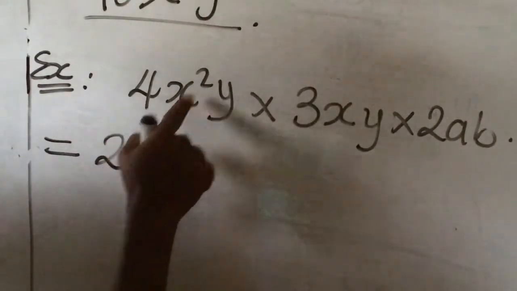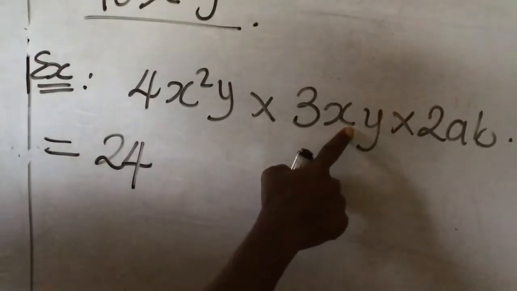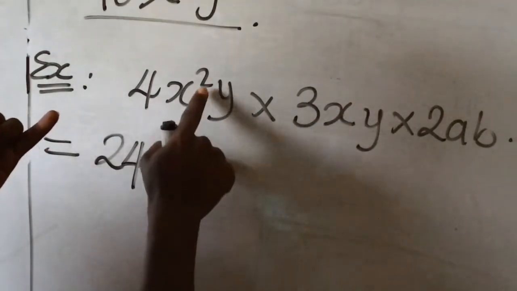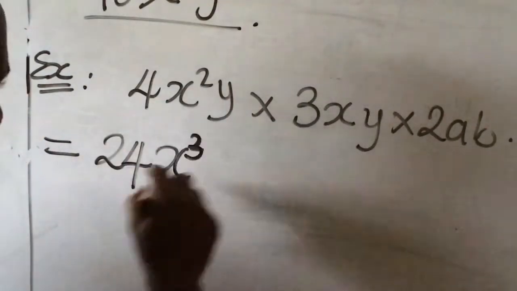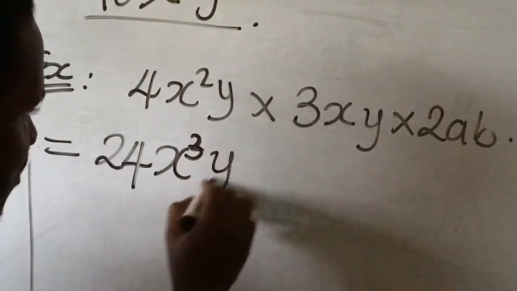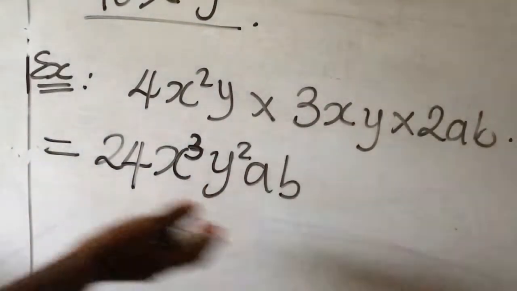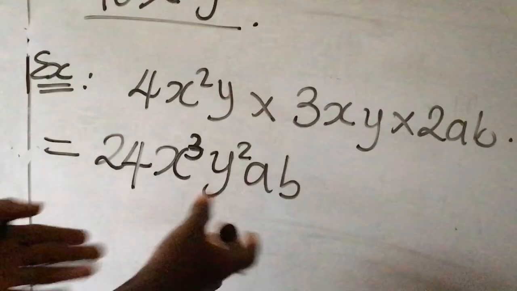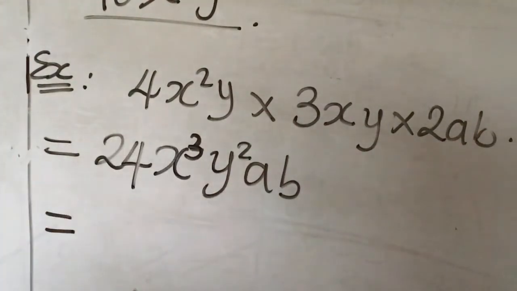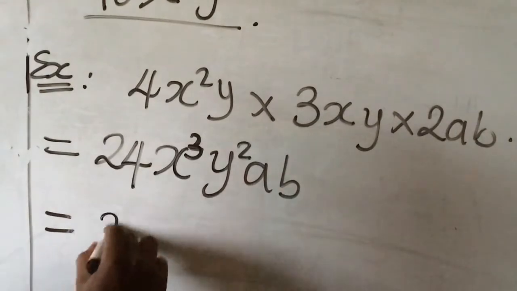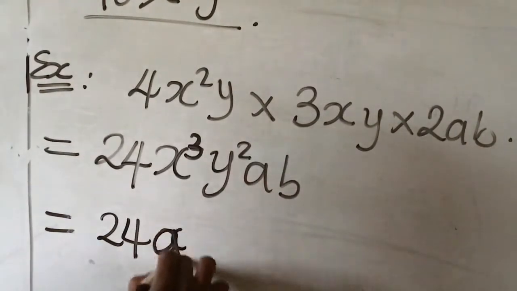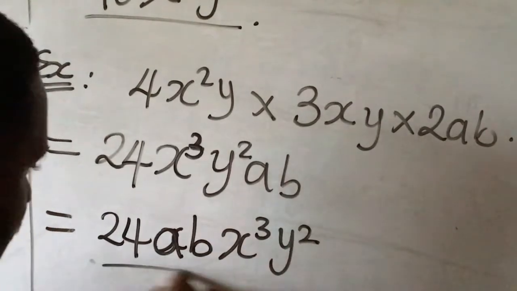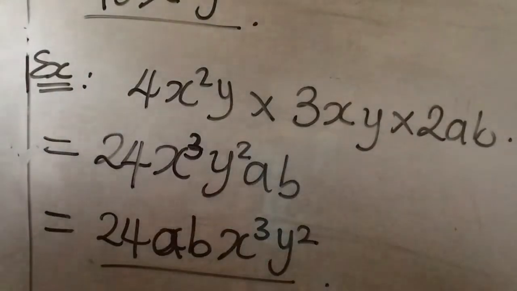My x squared times x is what? If this is x squared, that means it is 2 x's. You get? And this is just 1, so it becomes 2 plus 1, 3. That means I have x cubed, y is what? Y squared, ab. But does this arrangement look kind of simplified? To me, no. But you can leave it like this, okay? But then, let me rearrange by reason of alphabetical order. 24, a, b, x cubed, y squared. So this is the final answer.